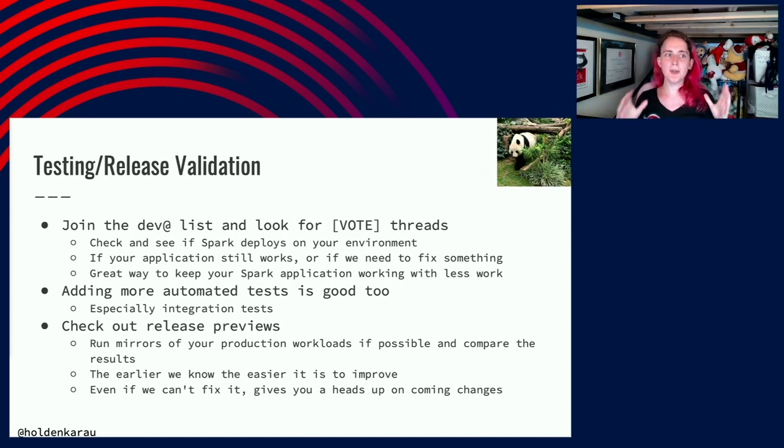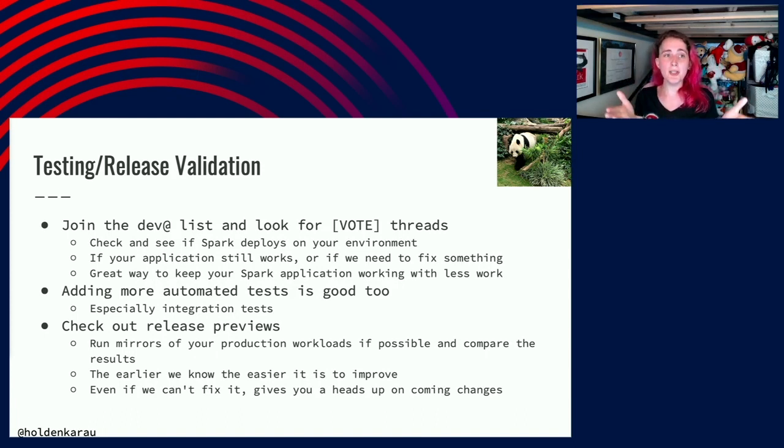So let's talk about testing and release validation, and how to go about participating in this. The first step is to go and join the developer mailing list. You can just go to spark.apache.org, go into the mailing list, and join it right there. And you look for the threads that say vote on them. That is your sign that we're taking a decision. Most of the decisions that happen on the dev list are votes about whether or not we should make a release. There are some other ones. I'd encourage you to read all of them, but the release ones are probably the most important.